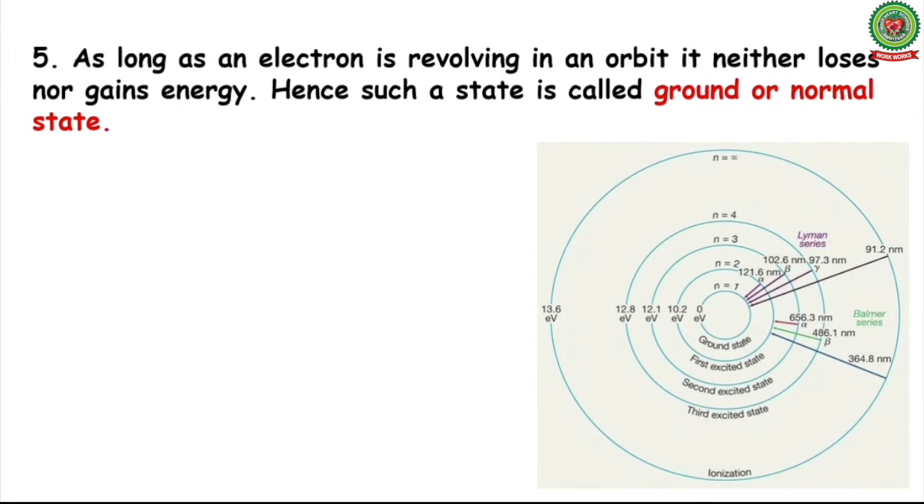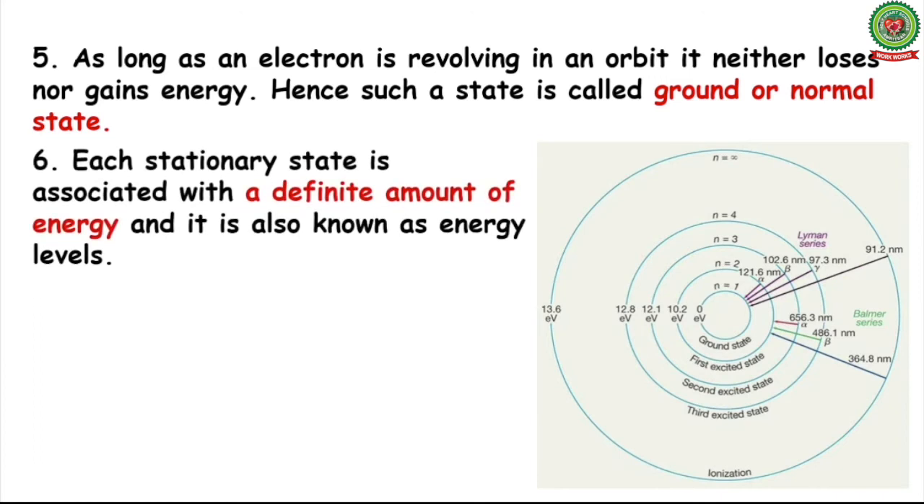According to the fifth postulate of Bohr, as long as an electron is revolving in an orbit, it neither loses nor gains energy. Hence, such a state is called the ground state or normal state. Supposing the electron is revolving in shell number 1, that will be known as the ground state of the atom. And if the electron absorbs energy and jumps to a higher state, then it is known as the excited state of the atom.